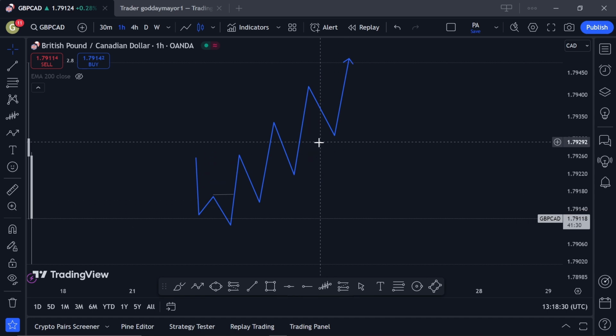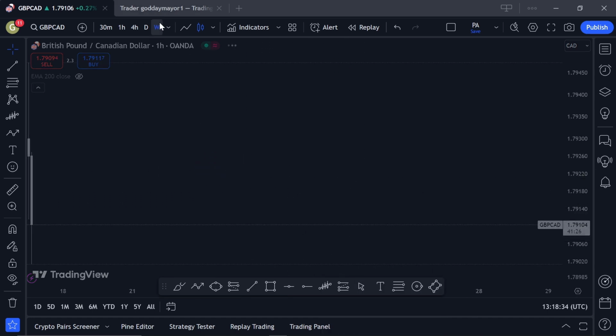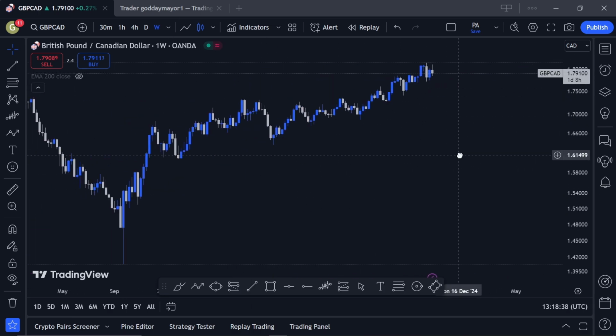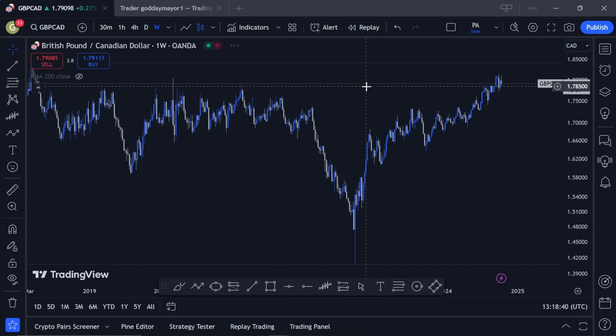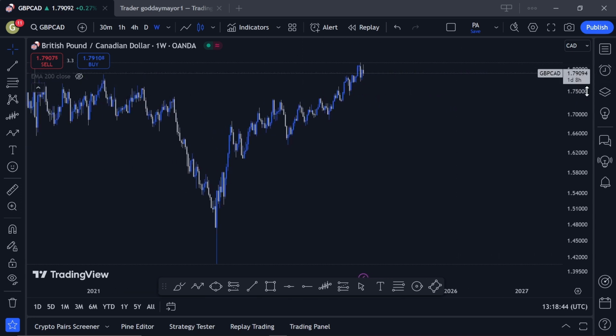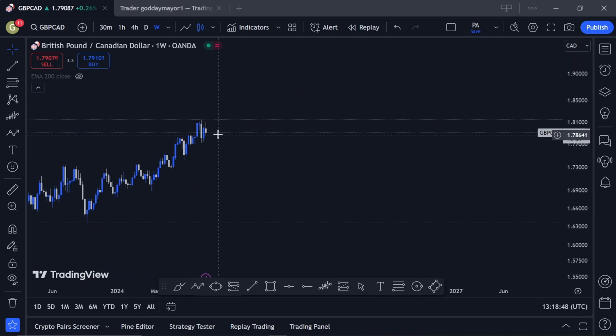So now, for example, I'm going to show you how I personally analyze the market from my own point. Now, for example, let me start from the weekly time frame as usual. Now, here is a pair between British pound and the Canadian dollar. And we all can clearly see that the weekly candle is looking bearish right here.